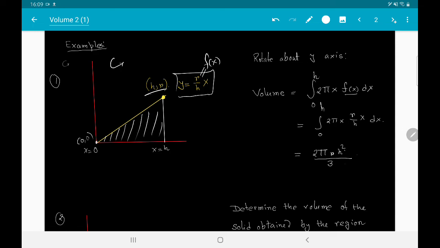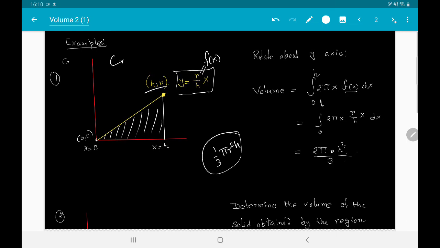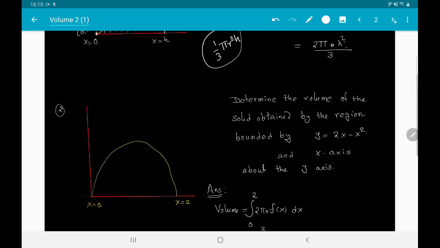So note that this is not equal to the volume of the cone that we had started our journey with. Remember, the volume of the cone was 1 by 3 pi r squared h, but this formula is somewhat different. Next, we are going to look at a somewhat different example.